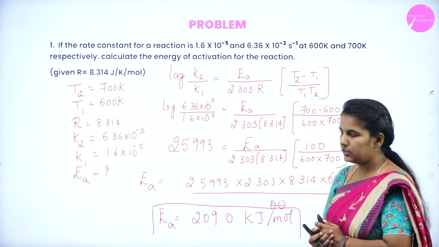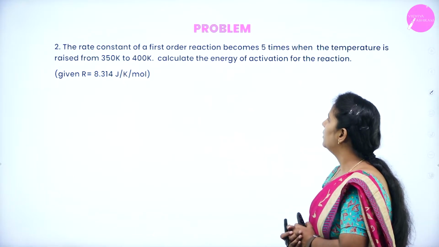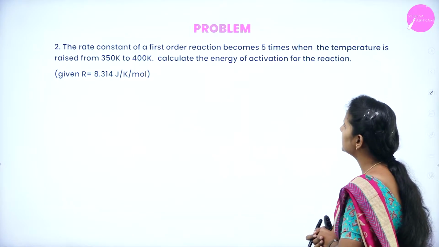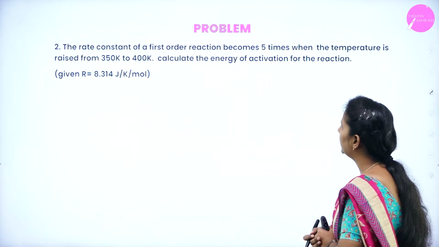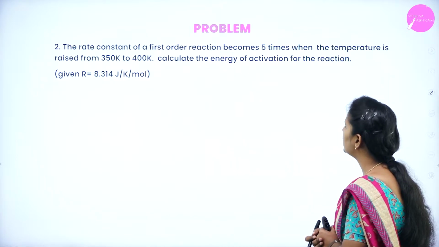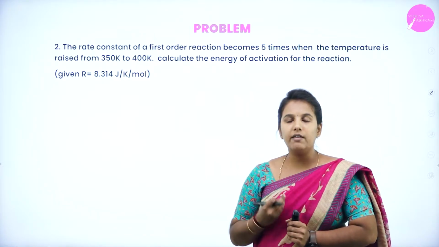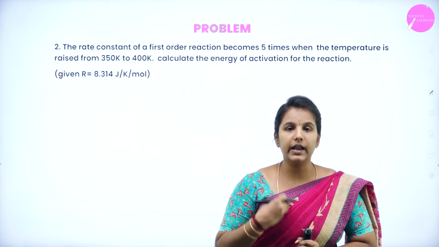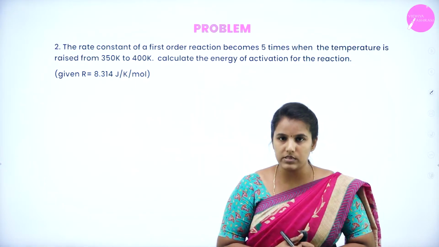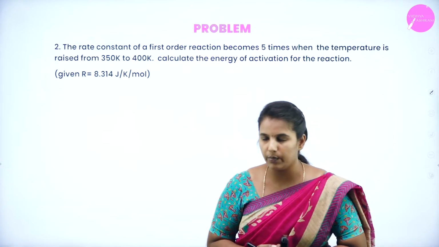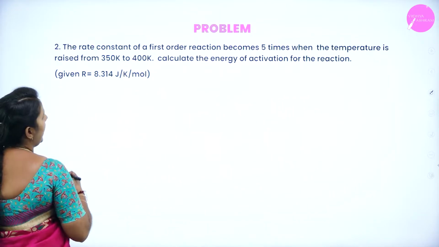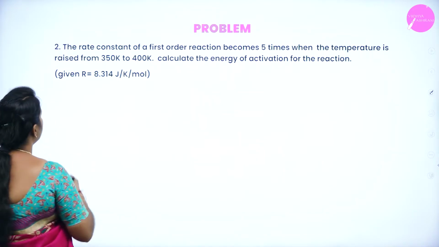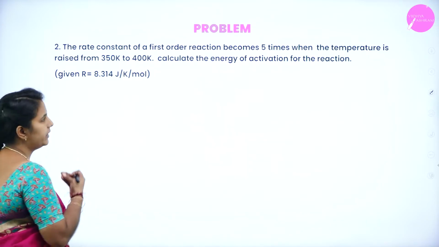Now let us see another numerical. The rate constant for a first order reaction becomes 5 times when the temperature is raised from 350 Kelvin to 400 Kelvin. Calculate the energy of activation for the reaction. Here, they have not given the K2 and K1 values, but they have told that the rate of the reaction will be raised 5 times, and they have given the difference in temperature. So, we know that the rate constant of the first order reaction becomes 5 times when the temperature is raised from 350 to 400 Kelvin.